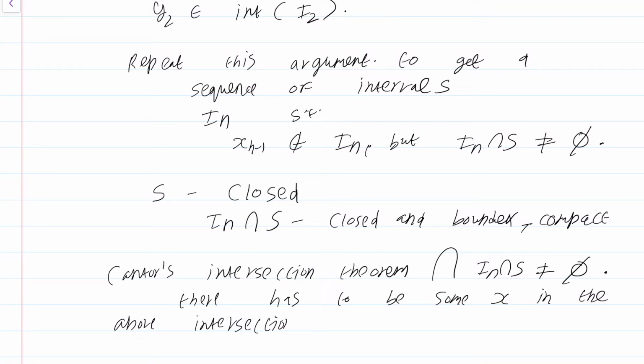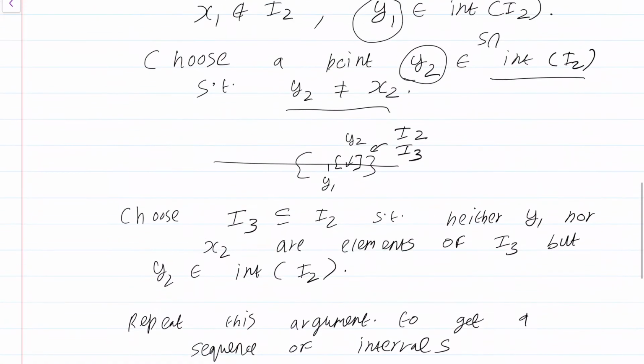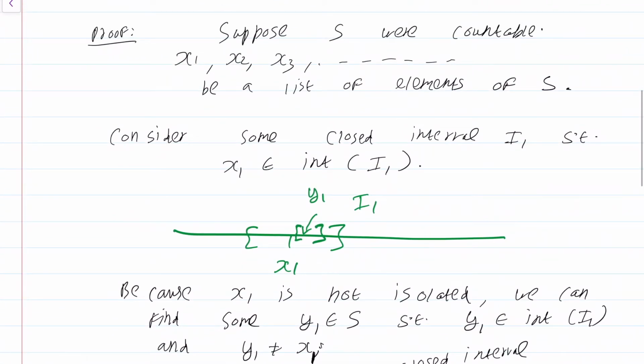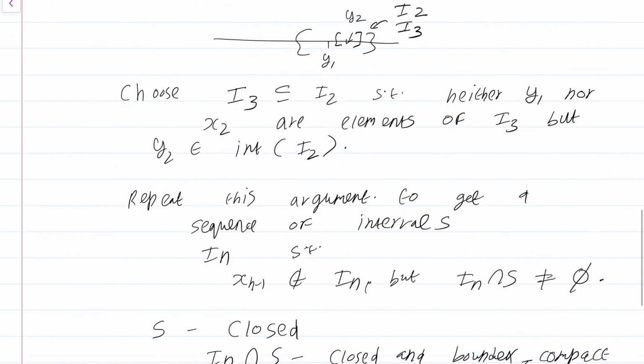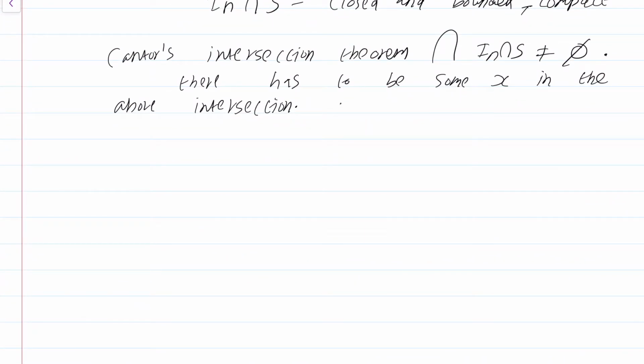Right? But that's simply not possible. Why is this not possible? Well, none of the xn's can be there in this intersection because xn-1 is not going to be there. But this list is supposed to be an exhaustion of the elements of S. This simply leads to a contradiction. Okay, hence proved.